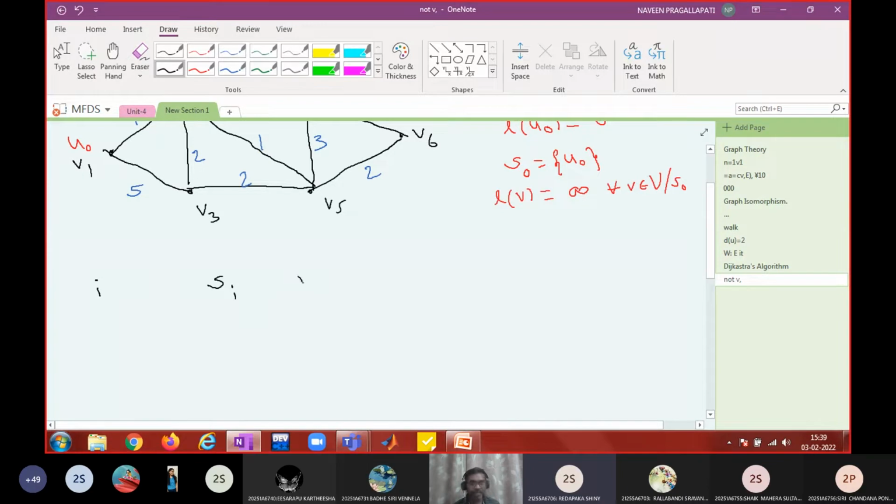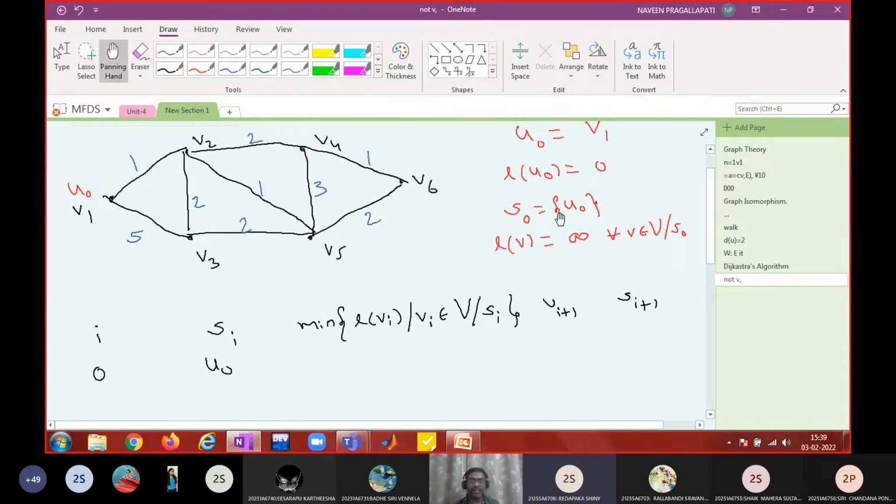Okay. So minimum of L of Vi such that Vi belongs to vertex set minus Si, Ui plus 1, and Si plus 1. Okay. So index number 0. Initially we selected U0 only. Am I right? Initially we selected U0. I assigned U0 to S0.